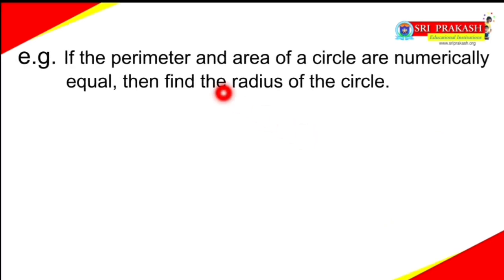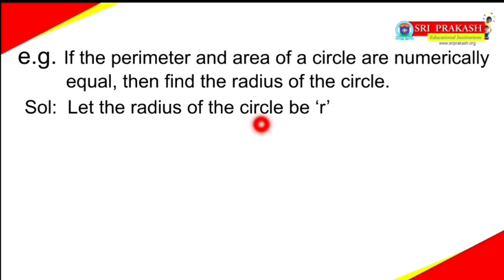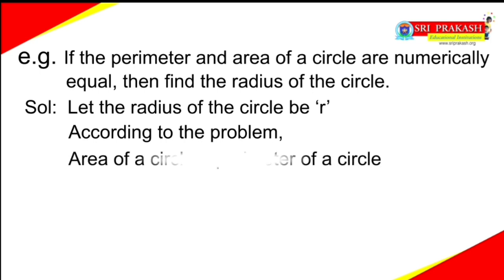Next, if the perimeter and area of a circle are numerically equal, then find the radius of the circle. Children, in this problem, the perimeter of a circle is equal to the area of a circle. We need to find its radius. So let us start. Let the radius of the circle be small r. According to the problem, the area of a circle is equal to the perimeter of a circle. Now let us substitute the formulas of the area of a circle and the perimeter of a circle.